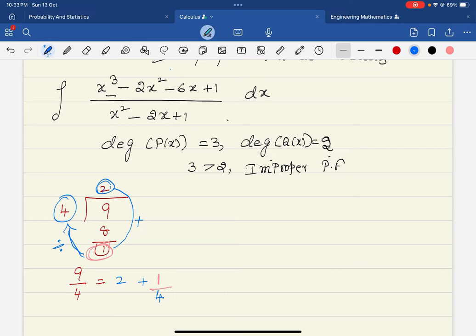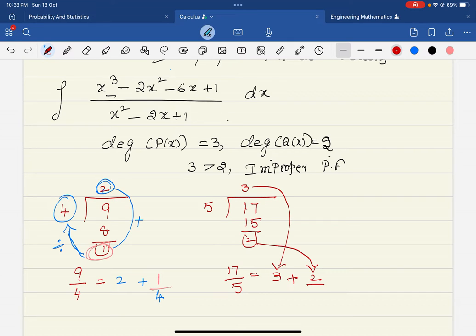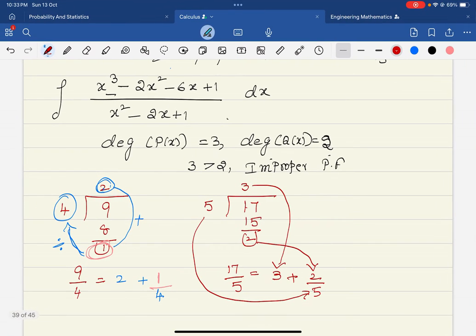I'll give you one more example. Let us see now. For example, I have 17. You want to divide this by, let us say, 5. Then 5 3s are 15 and the remainder is 2. So you wanted to find out what 17 by 5 is. It can be written as 3 plus the remainder 2 divided by 5. That's it. Understood? This is the way of splitting the given fraction.